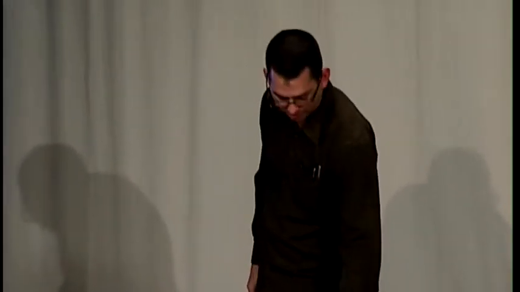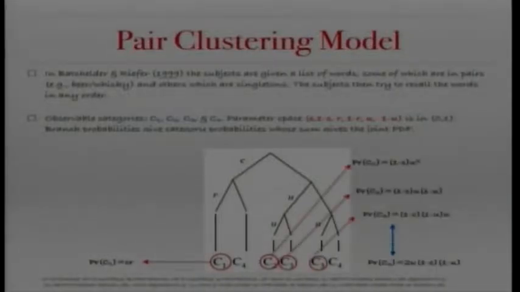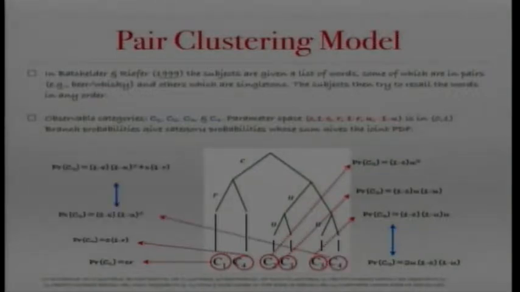And it says it at the bottom. Let me do one more. And so this particular model is called a pair clustering model because there's actually two models. There's one for when you have words in pairs and one has singletons. But I just wanted to show you this one so you get the idea.